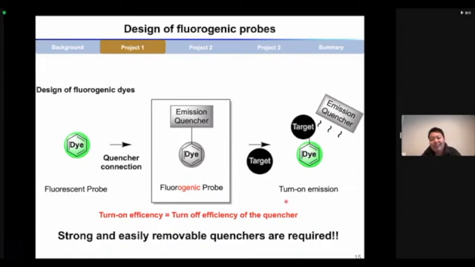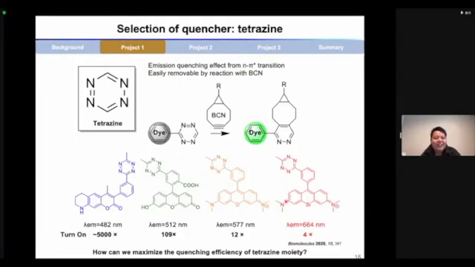And in this concept, I was surprised to find that tetrazine does work as an easy to remove and strong emission quencher. Again, tetrazine can react with a strained alkyne group, called bicyclononyne, BCN, in a very quick chemistry way, which means they easily react. And after the reaction of the tetrazine and BCN compounds, the tetrazine moiety is removed. So first, it's easy to remove. And second, surprisingly, mostly because of tetrazine's n-pi star transitions, tetrazine can quench the emission of the fluorophore, and as a result, tetrazine does work as a very good emission quencher.